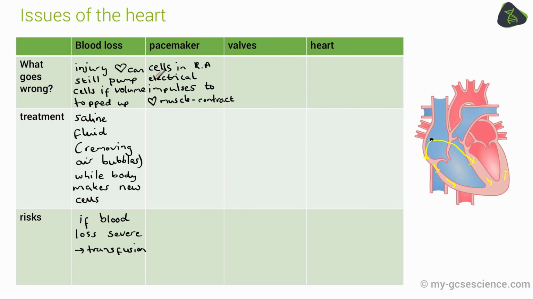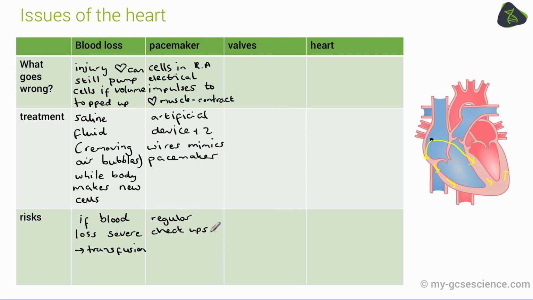So an artificial device that actually has electrodes wired up to the heart itself that acts to mimic this pacemaker is a form of treatment. And once in place, people can actually get on and live a relatively normal life. They'll have to go to the doctor for regular checkups, but in essence, it's quite a good procedure. The heart valves, on the other hand, may stop working effectively, and this could lead to much more severe issues, and that then leads to a more invasive form of treatment and higher risks.